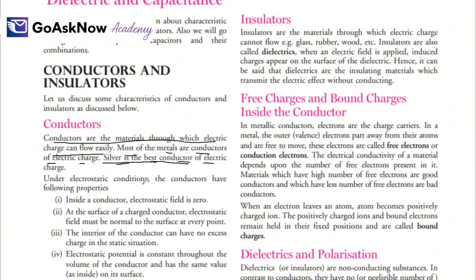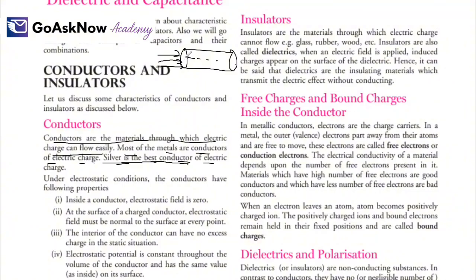Okay. Under electrostatic conditions, the conductors have the following properties. The first is that inside a conductor the electrostatic field is zero. If you have a conductor like this, inside it your electric field will be what? It will be perpendicular to the surface, but it will be zero inside it, because there will be a shielding effect inside the conductor.